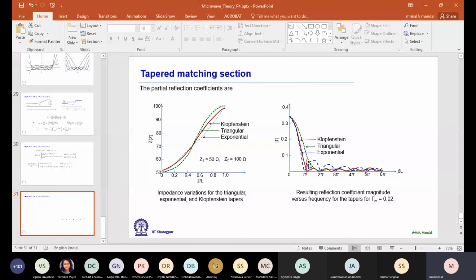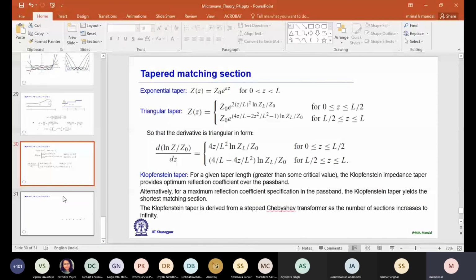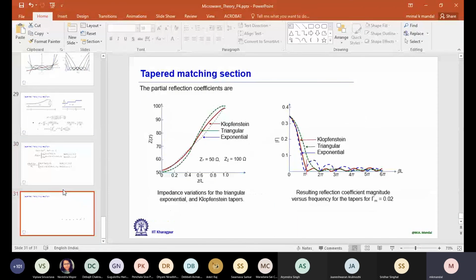Now, if I plot gamma in the theta domain, it looks like this. You see, for Klopfenstein, the ripple value is the minimum among all of these. This is a solution for gamma m less than 0.02. The target was that gamma m should be less than 0.02. So that's all for the impedance matching section.